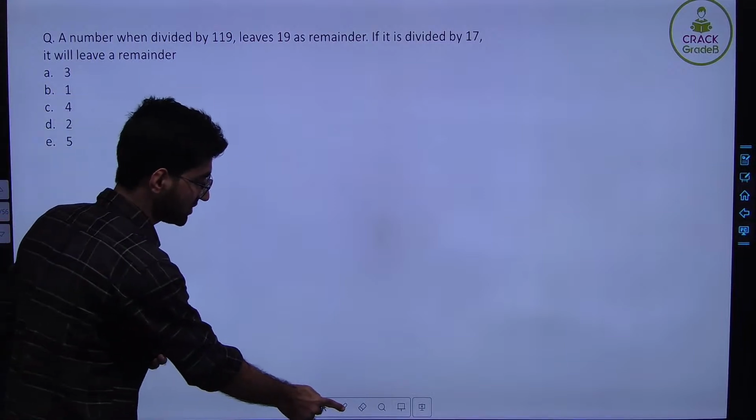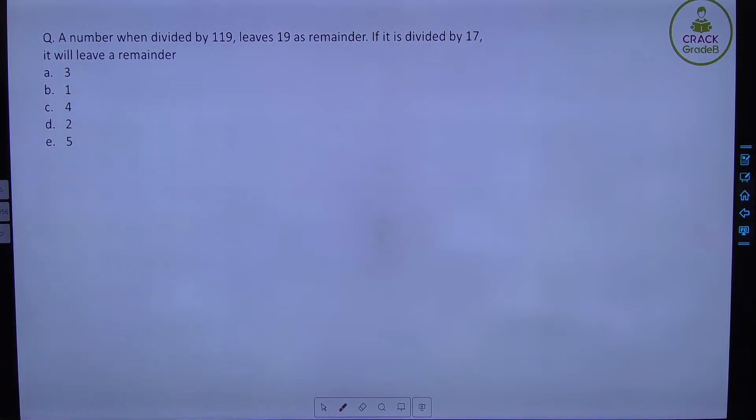Now try to answer this question. And don't worry if you are not able to solve it. As I have told you, we will definitely solve a number of questions related to this chapter.